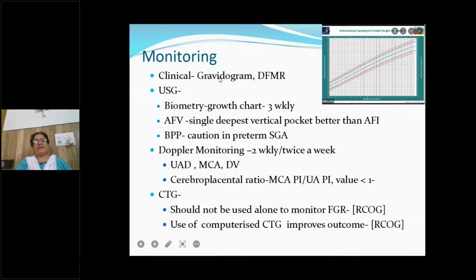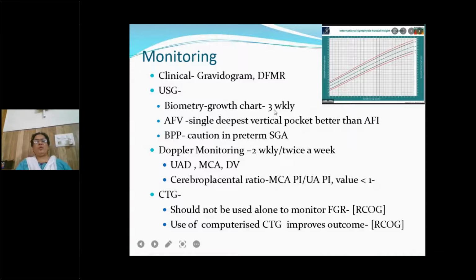Clinical monitoring is done by measuring the symphysiofundal height, which is plotted on this graph. These are the standard charts given by WHO, and we plot them, and if it goes below the third centile, the 10th centile is this line, and the third centile is this red line. The charts are serially plotted, and it tells us the fetal growth trajectory. Then we do the biometry growth chart, where we measure biparietal diameter, head circumference, abdominal circumference, and femur length, and it should be done at an interval of 3 to 4 weeks.